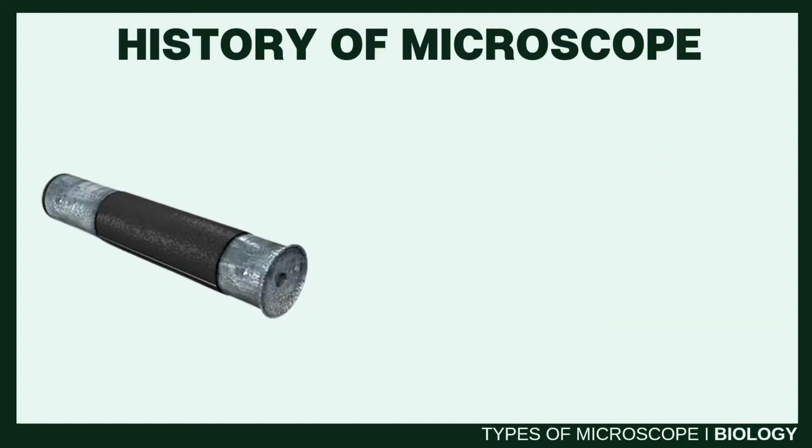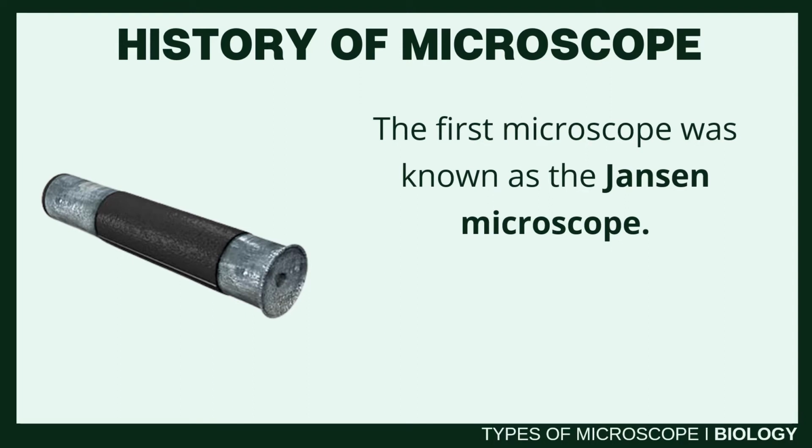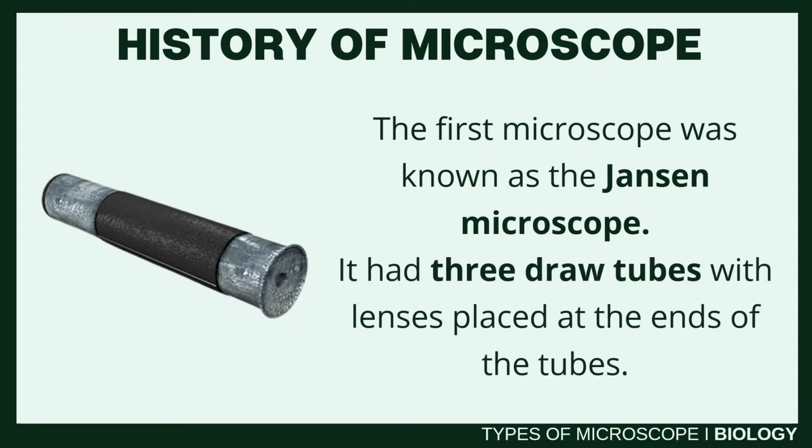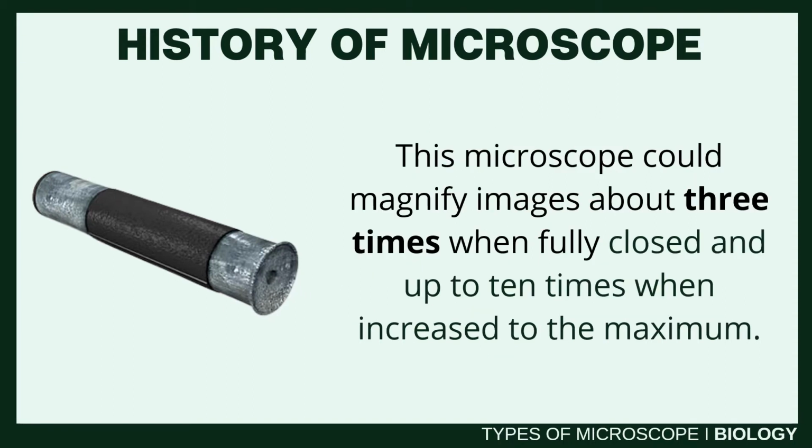The first microscope was invented by Zacharias Janssen and his father Hans. Janssen's microscope consists of 3 draw tubes with lenses inserted into the ends of the tubes. This was a very advanced magnifying tool designed for this time period. The Janssen microscope was capable of magnifying images approximately 3 times when fully closed and up to 10 times when extended to the maximum.